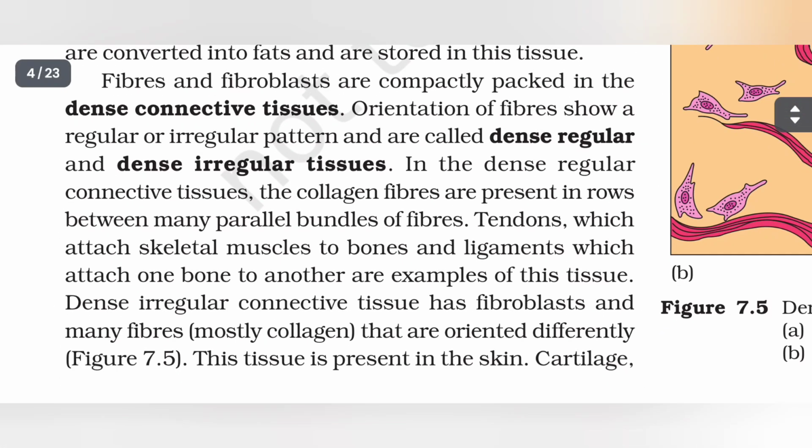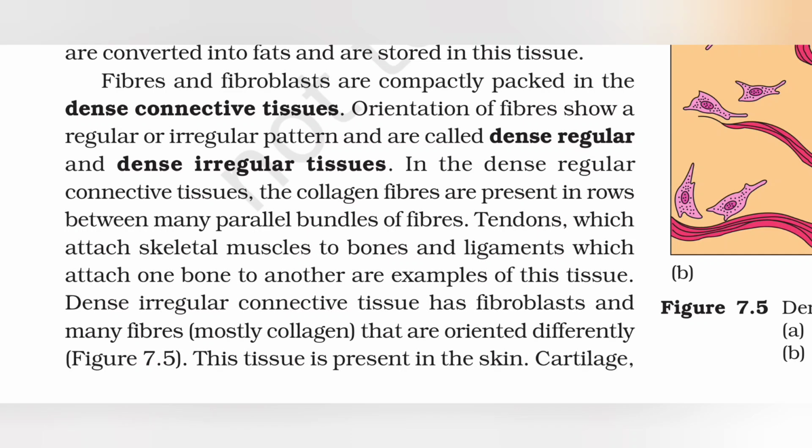Fibers and fibroblasts are compactly packed in the dense connective tissues. Orientation of fibers shows a regular or irregular pattern and they are called dense regular and dense irregular tissues. In the dense regular connective tissue, the collagen fibers are present in rows between many parallel bundles of fibers. Tendons, which attach skeletal muscles to bone, and ligaments, which attach one bone to another, are examples of this tissue.